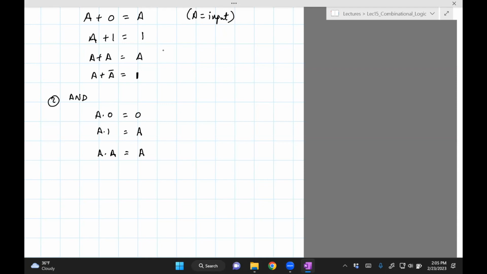So 1 times 1 is 1, 0 times 0 is 0. That's what it's saying. If you take A times A complement, remember that one of them will be 0, which means that this expression will always yield 0.